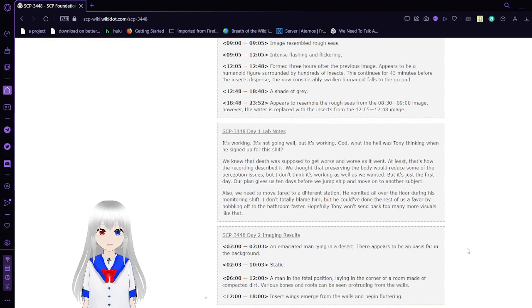12:48 to 18:48, which is 6:48 p.m., a shade of gray. 18:48 to 23:52, 11:52 p.m., appears to resemble the rough seas from the 8:30 to 9 image. However, the water is replaced with the insects from the 12:05 to 12:48 images.